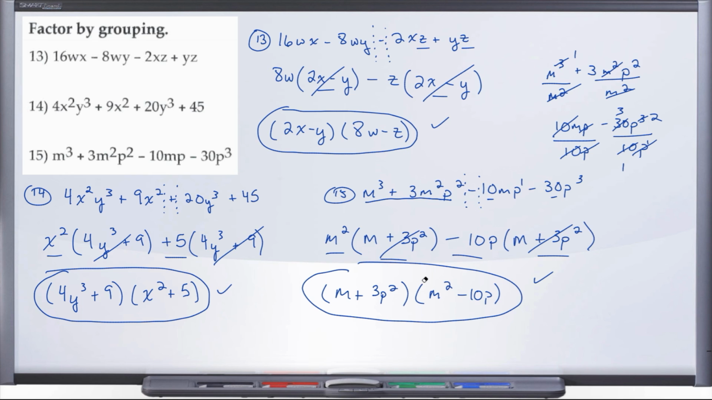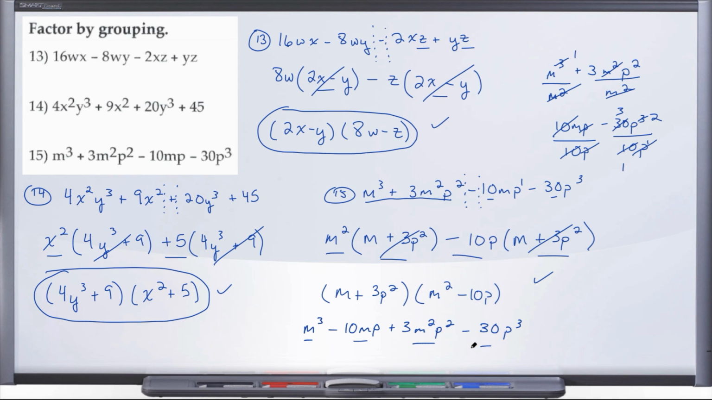All right, so let's go ahead and we'll take these two terms here and we'll FOIL them out. So m times m squared is going to give us m cubed. M times negative 10p is going to give us negative 10mp. And then we're going to have, let's see, 3p squared times m squared. Well, that'll give us plus 3m squared p squared. And 3p squared times negative 10p is going to give us minus 30p cubed. Let's see, we have 1, 2, 3, 4 terms, so that works.